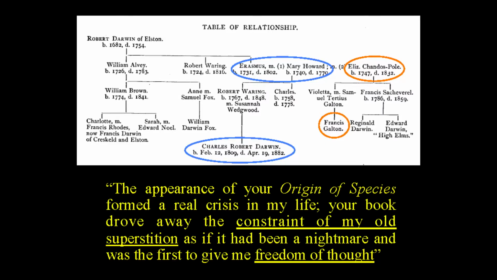He writes here, in a letter he wrote to Darwin, "The appearance of your Origin of Species formed a real crisis in my life, etc. It drove away the constraint of my old superstition, and then it gave me freedom of thought." This freedom of thought was essentially an antithesis, to an extent, of Charles Darwin's ideas.